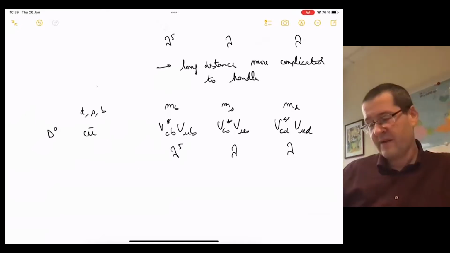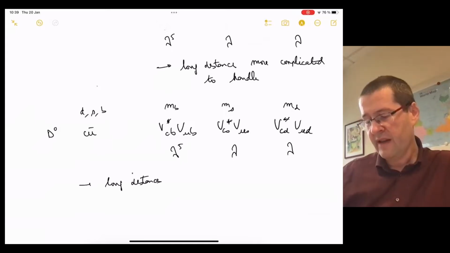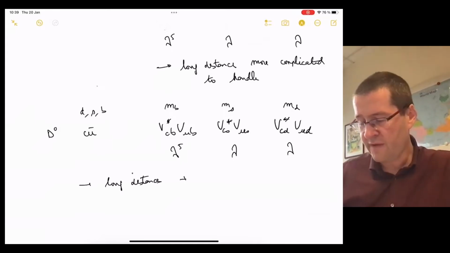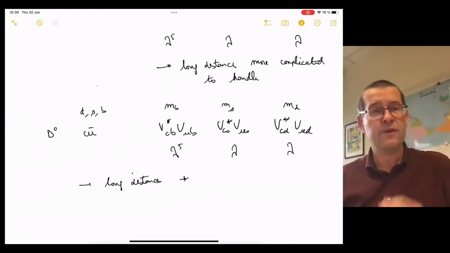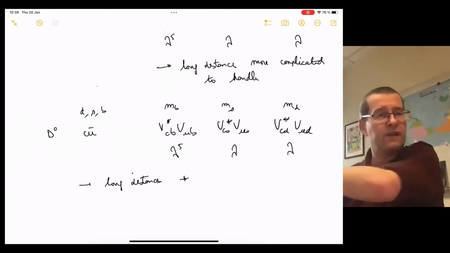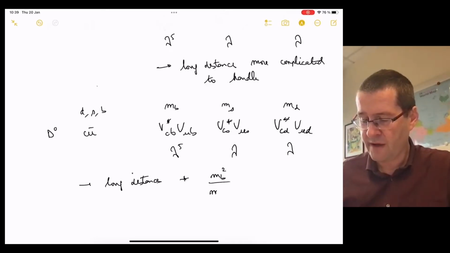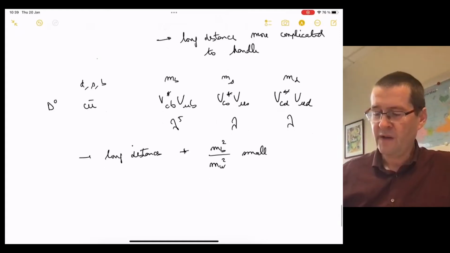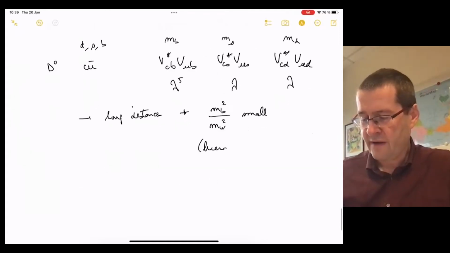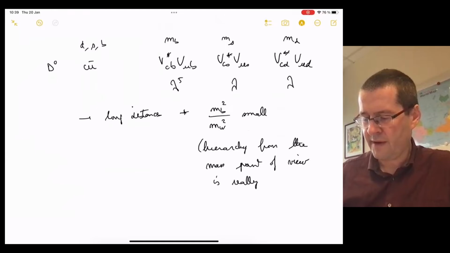Again, there is a problem with long distances. And moreover, before we had at least the fact that M top squared over M_W squared was of order 1, and all the other ones are small. Here, you've got even M_B squared over M_W squared small. So the hierarchy from the mass point of view is really unclear.